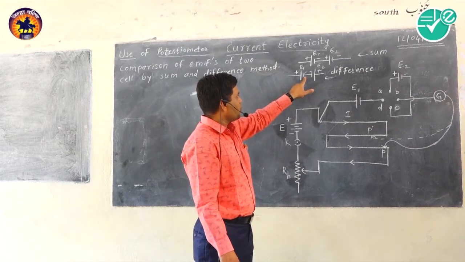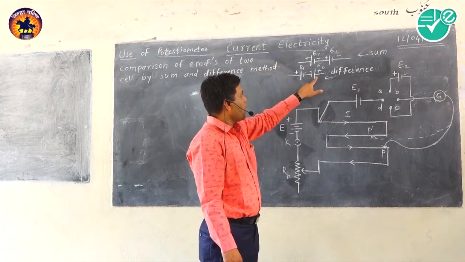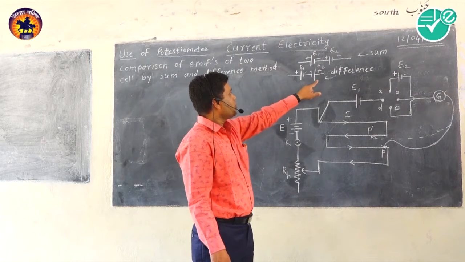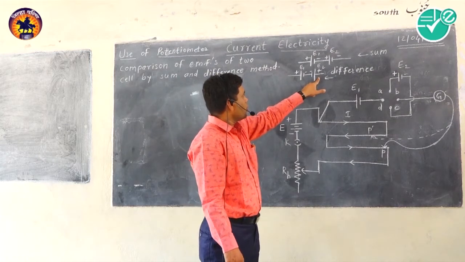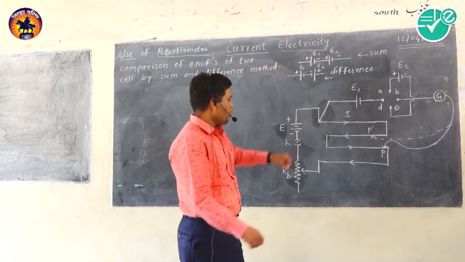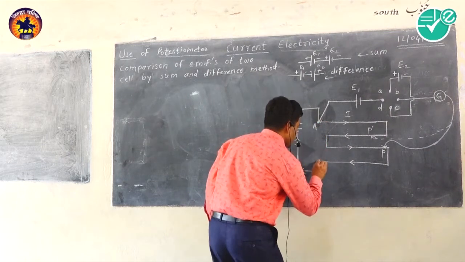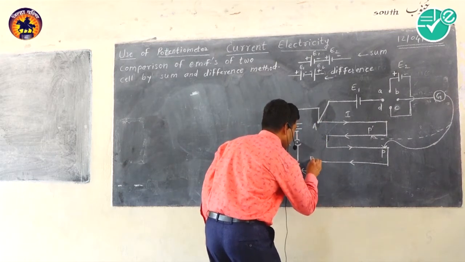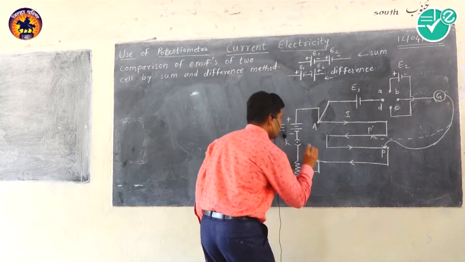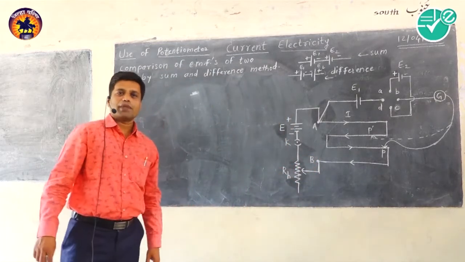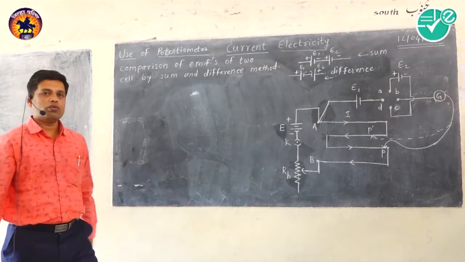The negative terminal of E1 is connected to the negative terminal of E2, and the positive terminal is connected to the galvanometer, and this positive terminal is connected to the point A. This point in the diagram is called point A, and this point in the diagram is called point B. Okay. Now I will explain the circuit to you.